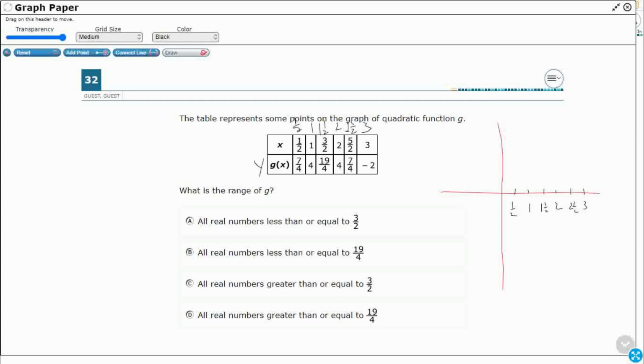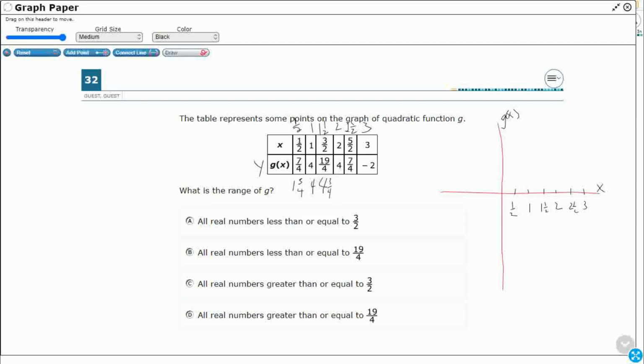These are my y values, right? So this would be my g of x. This can be my x. All right, so I've got my 7/4. So I'm going to need to turn these into mixed numbers, right? So that's going to be 1 3/4. This is 4 and 3/4.